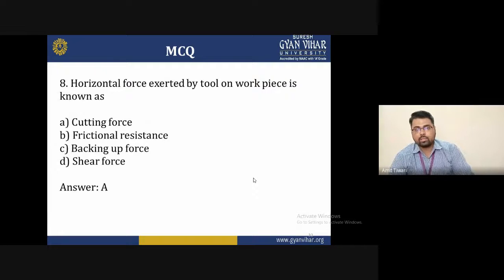Eighth question: the horizontal force exerted by the tool on the workpiece is known as: A, cutting force; B, frictional resistance; C, backing up force; and D, shear force. The correct answer is A, cutting force.